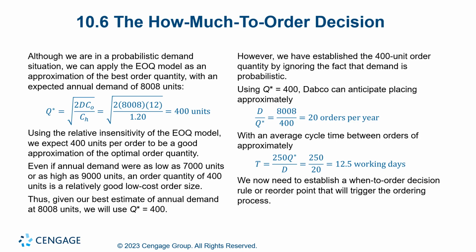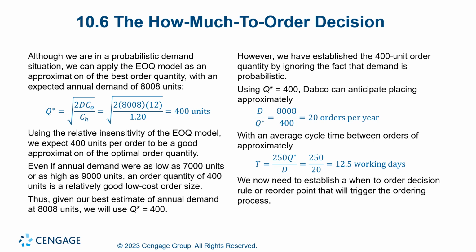So now we go to the questions. The first question is how much to order. Although we are in a probabilistic demand situation, we have an estimate of the expected annual demand of 8,008 units. Therefore we can apply the basic EOQ model as an approximation of the best order quantity, with the expected annual demand used for D. In this case, Q optimal is given by this formula. So you just multiply using D equal to 8,008, and we have the optimal quantity of 400 units.